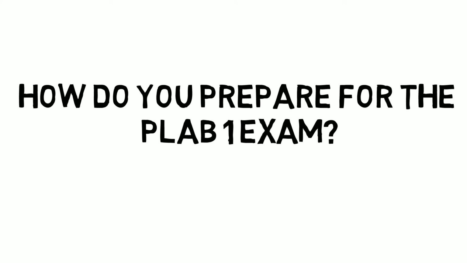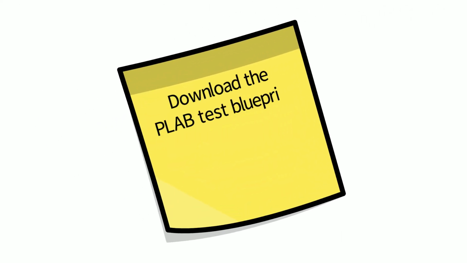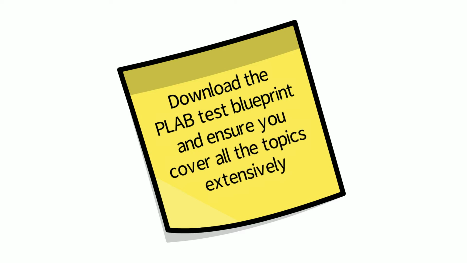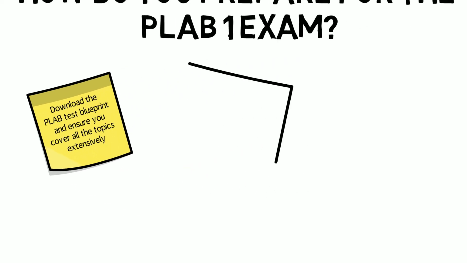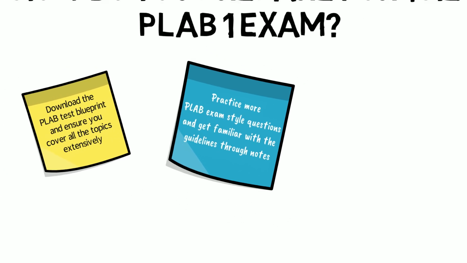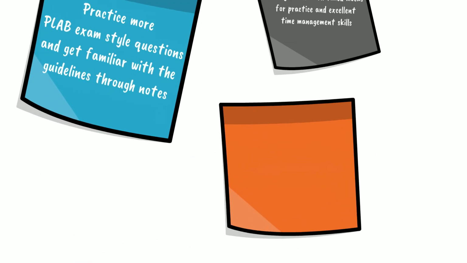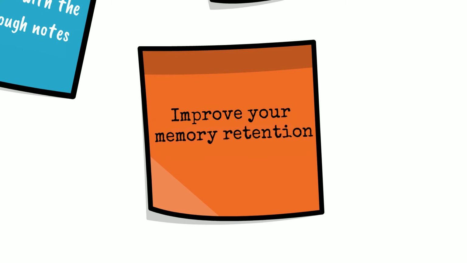So how do you prepare for the PLAB 1 exam? Well, there are 4 steps that you need to follow in order to ensure your success. Number 1, download the PLAB test blueprint and ensure you cover all the topics extensively. Number 2, practice more PLAB exam style questions and get familiar with the guidelines through notes. Number 3, test yourself with timed mocks for practice and excellent time management skills. And number 4, find a way to improve your memory retention.